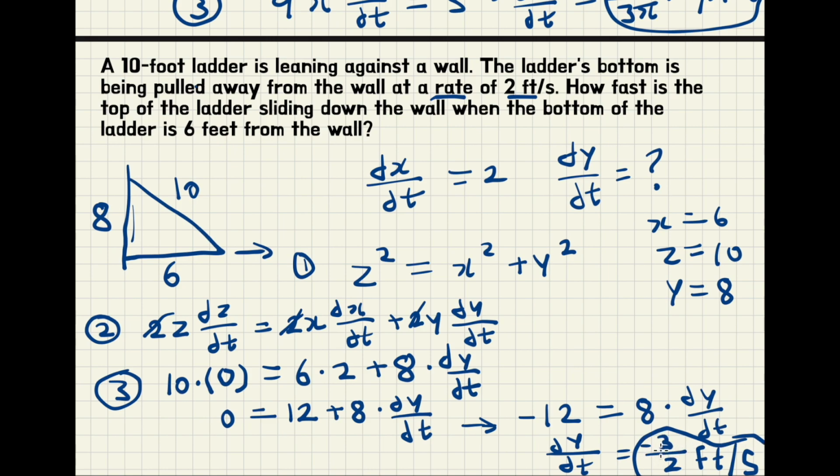And how do we know this answer is correct? It's negative 3 over 2, right? And that makes sense because it's the rate at which the y-axis is changing, the rate at which the top of the ladder is sliding down the wall, right? This part is sliding down the wall, and you can see the distance is decreasing. If it's decreasing, we know that the rate, or the derivative, of y is negative. So our answer matches our expectation.